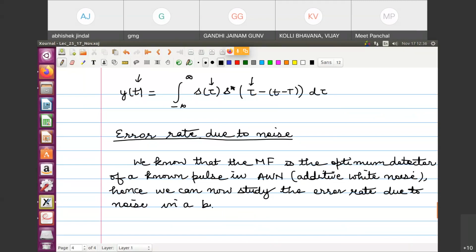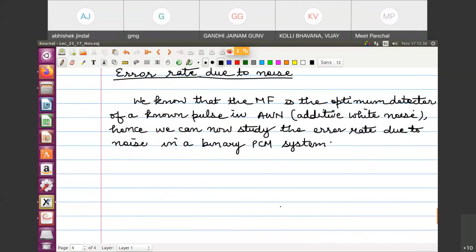So let us now return to the case of the first system which we studied, that was a binary PCM system. Up to now we have designed systems and we have also studied the phenomenon which will basically create trouble for us, but we have not yet combined both of them. So we will now be combining the systems.